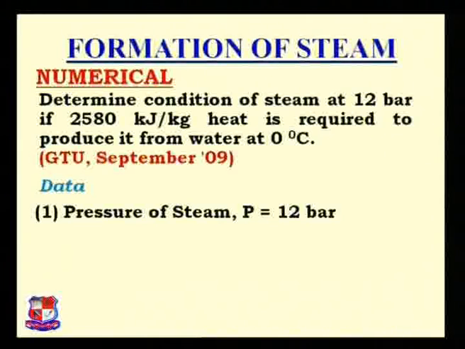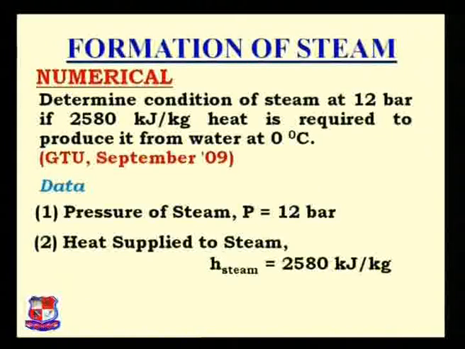If 2580 kilojoule per kg heat is required, it means water at 0 degree centigrade is heated, and the amount of heat supplied to the water is 2580 kilojoule per kg of steam. It means they have given us the heat supplied to steam. So heat supplied to steam, H steam, is equal to 2580 kilojoule per kg.